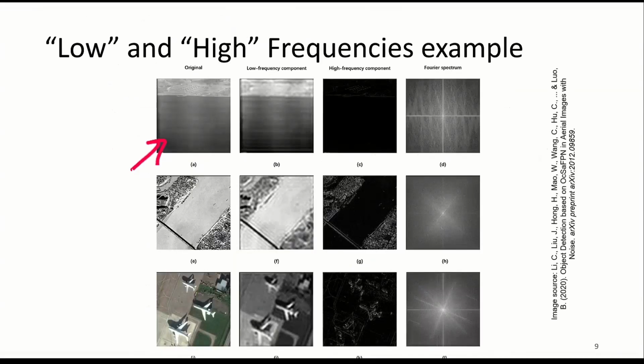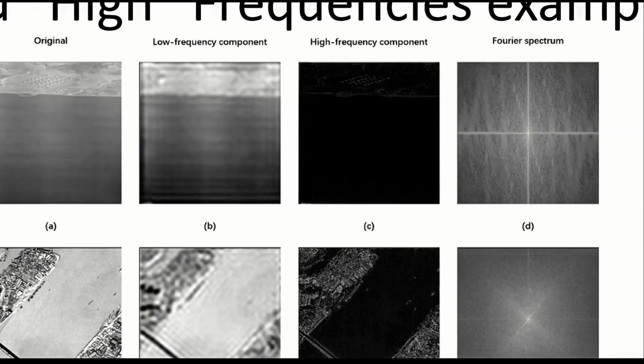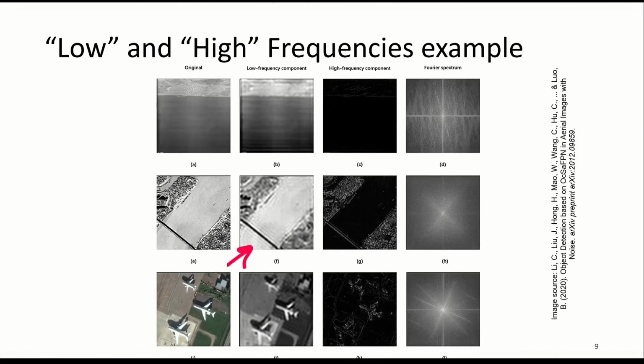And this is again some satellite images. This satellite image is showing something here. If I take the low frequency components, I can see only the big details, not the small details. Here you can see the small details are not visible. If I look closely, there are some details here which are missing here, right? And this is the Fourier spectrum.